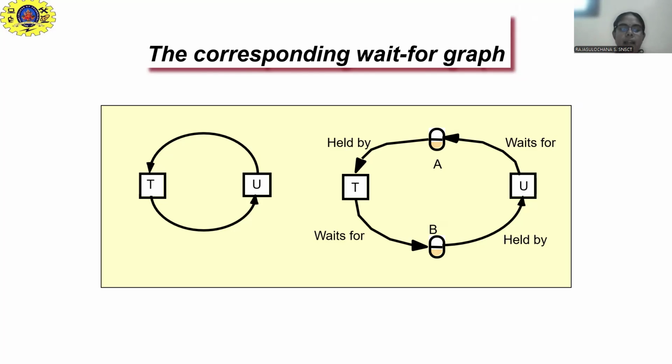So this kind of graph is called a circular wait graph. Circular in the sense it shows a loop. It shows there exists a loop, right? And wait represents a transaction is waiting for a resource which is held by another transaction. So this kind of situation, or this kind of scenario, is called as deadlock.